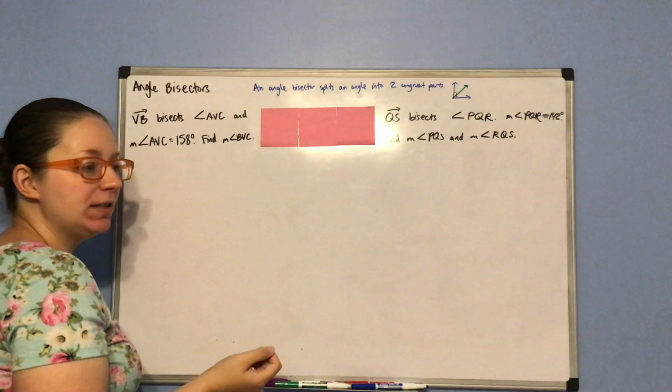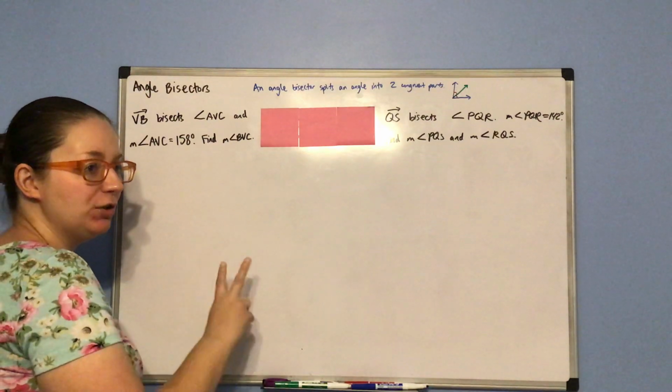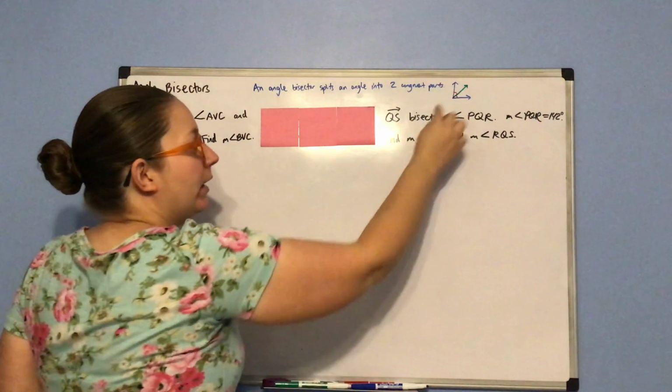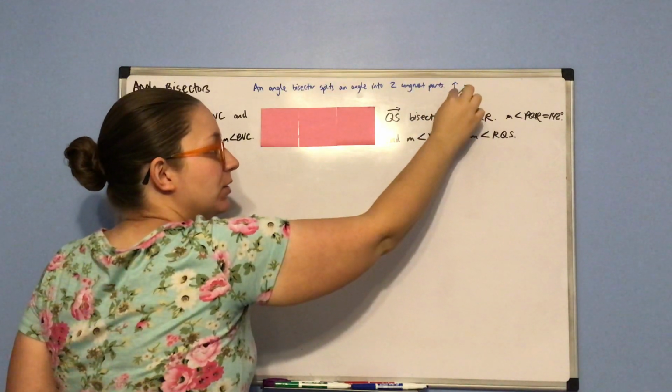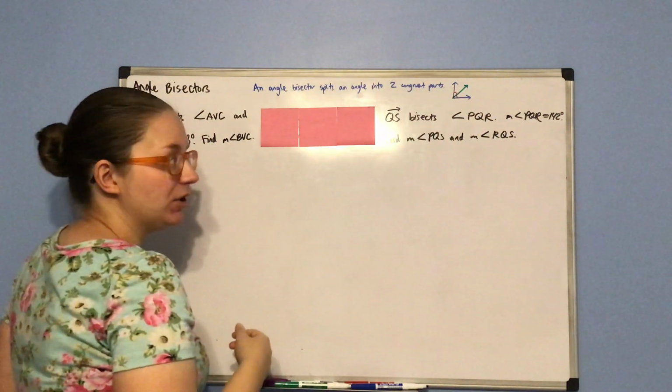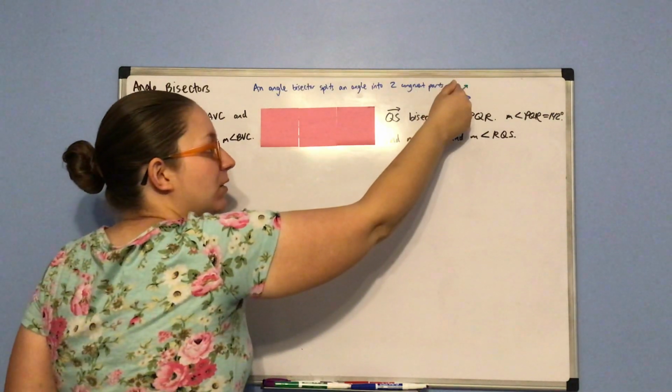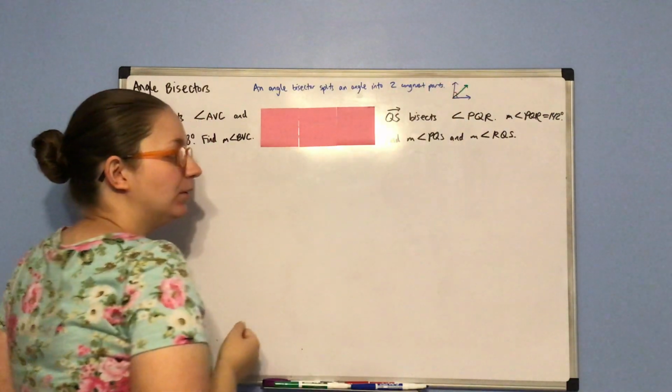Just like a segment bisector that split a line segment into two pieces that were equal, an angle bisector, this green ray here, splits this larger blue angle into two smaller angles that have the same measure. So whatever the measure of this angle right here is the same as this angle.